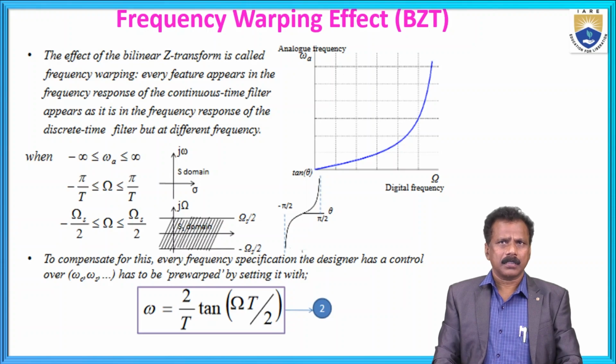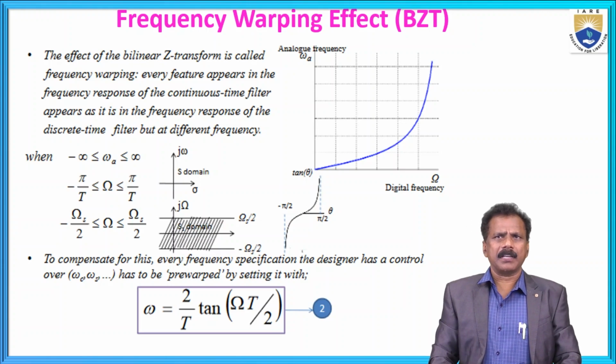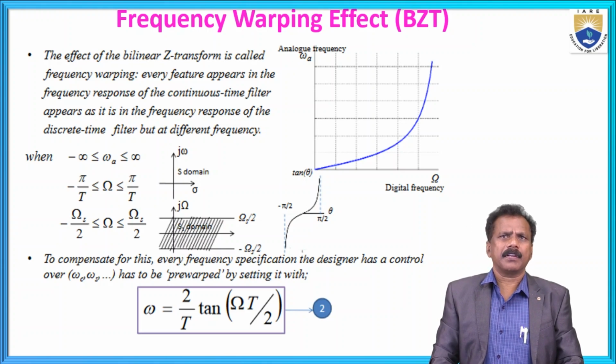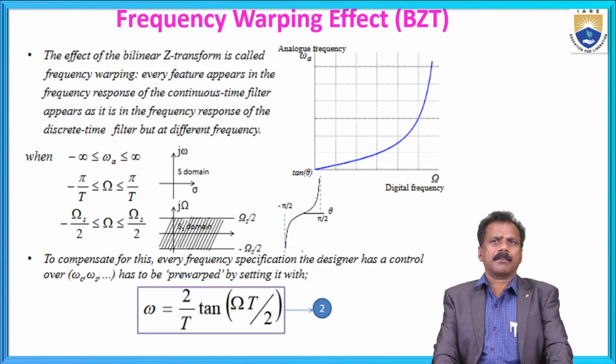Now, the frequency warping effect in BZT. In this case, the effect of the bilinear transformation is called frequency warping. Every feature that appears in the frequency response of the continuous time filter appears in the frequency response of the discrete time filter at a different frequency.